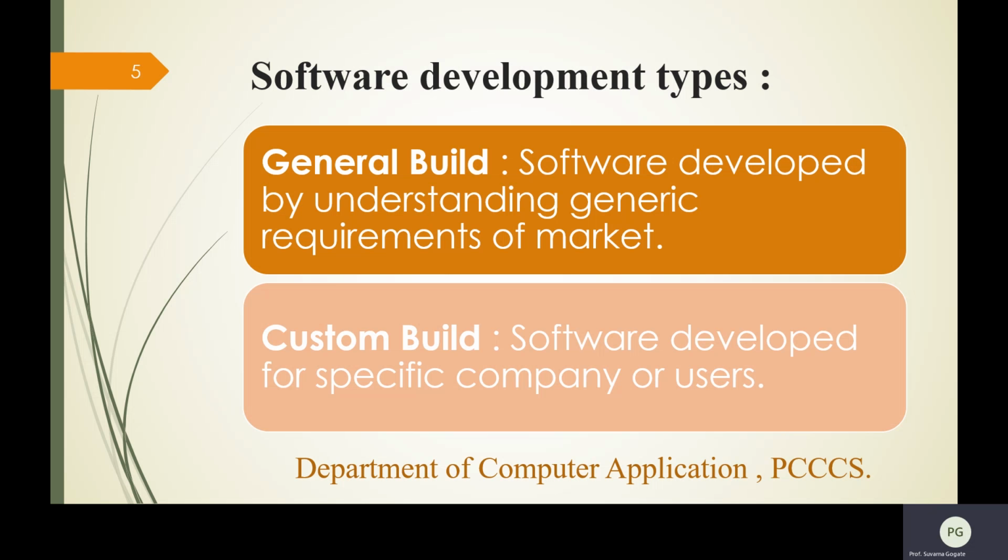General build software is built or developed first and then sold in the market. Whereas custom build software already has a target in front of the IT firm, and then the firm has to develop the software according to the particular business person's needs. Understood? So now we'll go for the next.